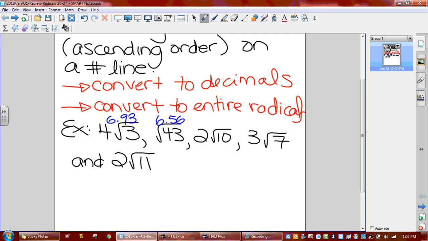Who's got the next one? 2 root 10. How big is 2 root 10? 6.3. 6.3 what? 32? Okay. Who's got 3 root 7? 7.94. Okay. 7.94. And who's got 2 root 11? 6.63. All right. So now we're going to look at those decimal numbers, and we're going to think who's the biggest and who's the smallest on the number line.